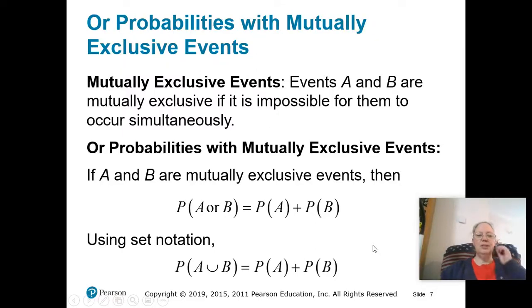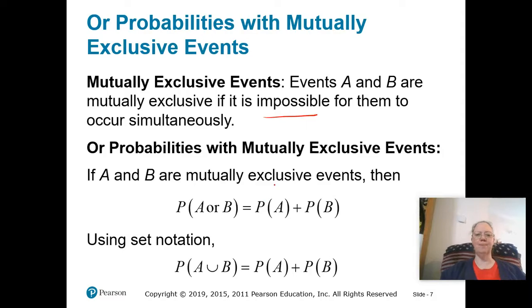All right, mutually exclusive events. Those are events where it's impossible for them to happen at the same time. For example, you could have a red marble or a green marble. It's impossible to be both red and green at the same time, and I'm not talking about striped. So it's either going to be red or it's going to be green, but there's no way to combine that. It's impossible to occur both red and green at the same time.